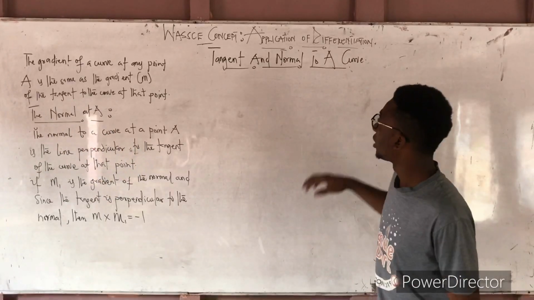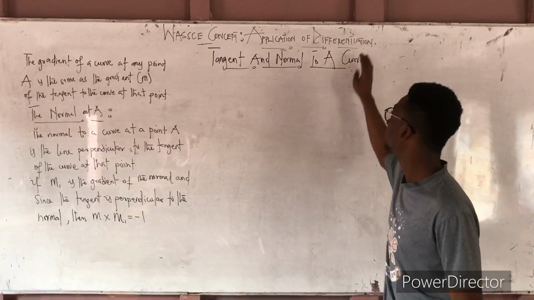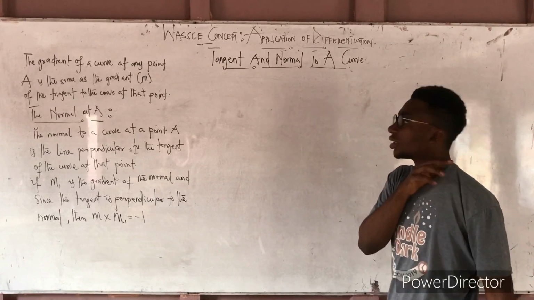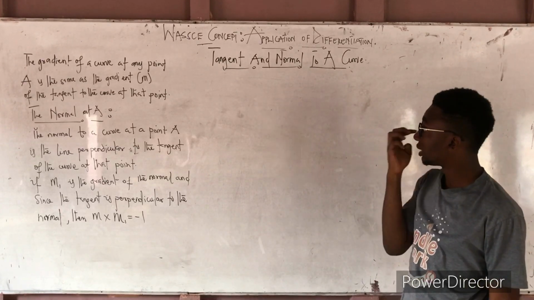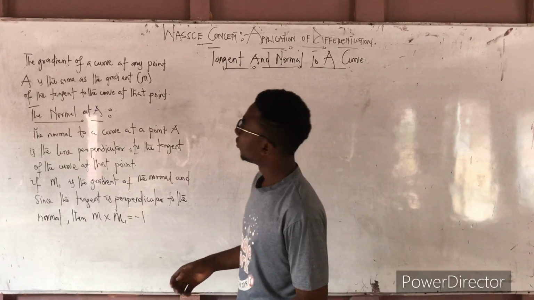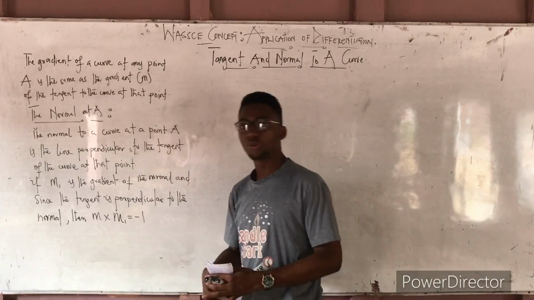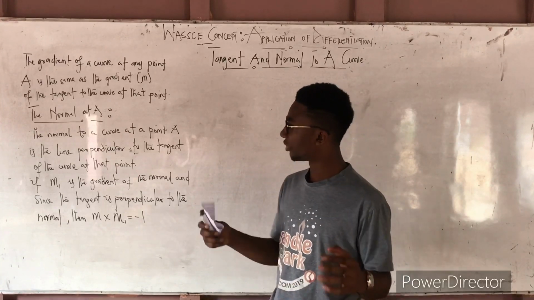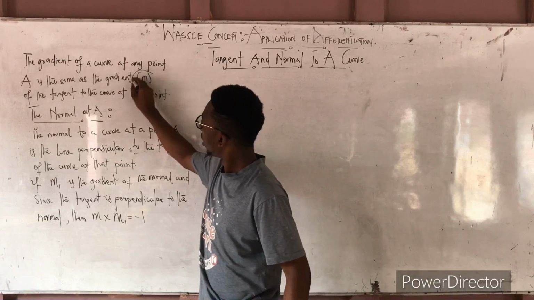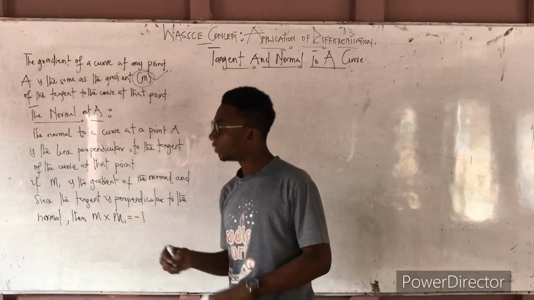Alright, today we're still on the application of differentiation: the tangent and normal to a curve, and how to apply differentiation to find the tangent and normal to a curve. Now we say the gradient of a curve at any point A is the same as the gradient m.